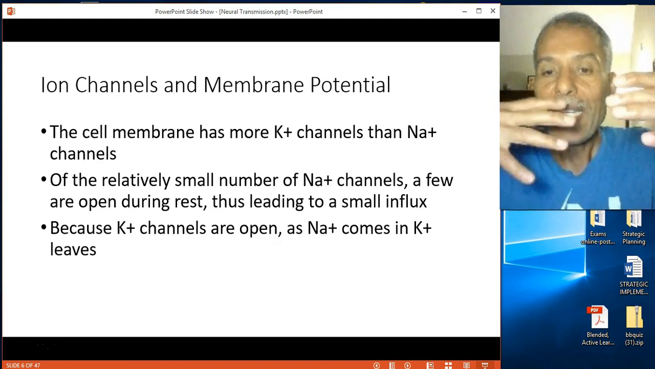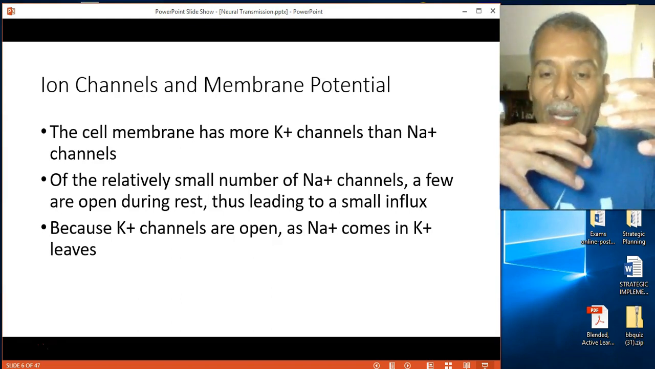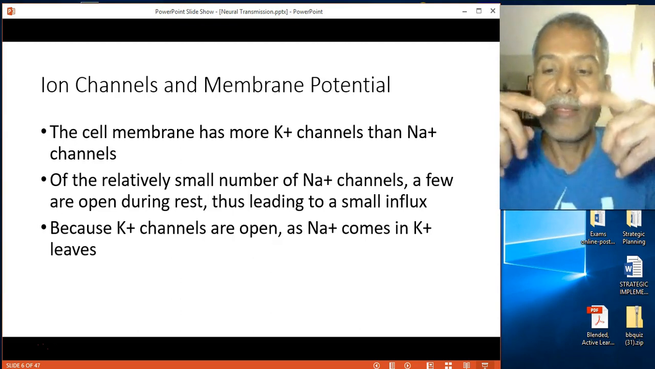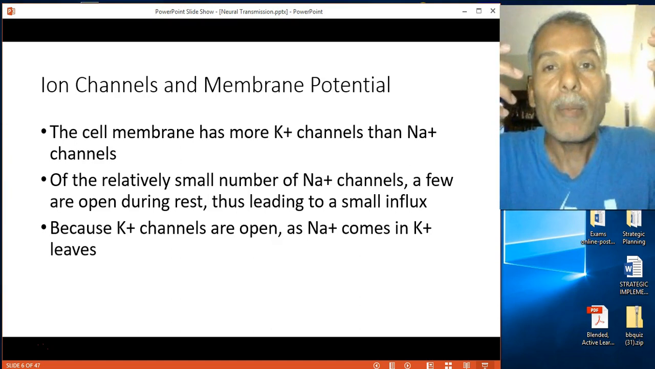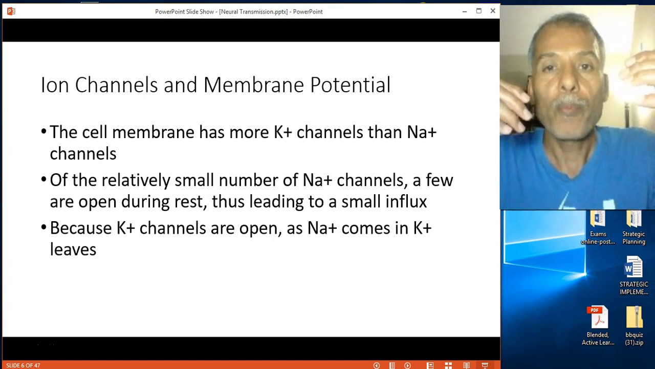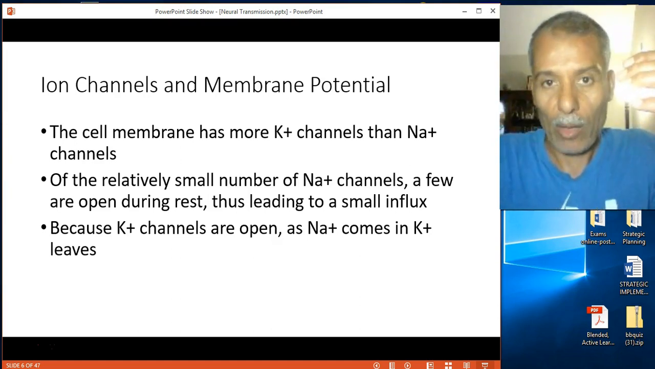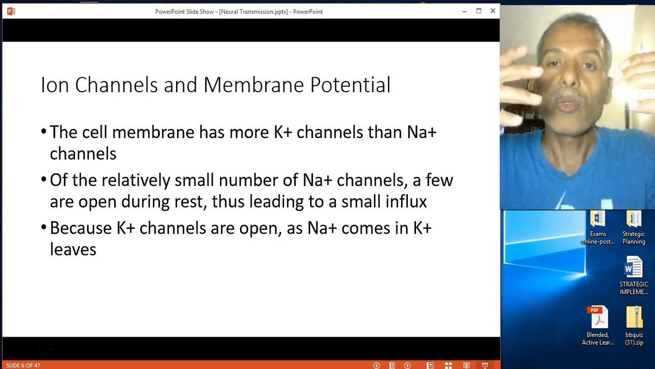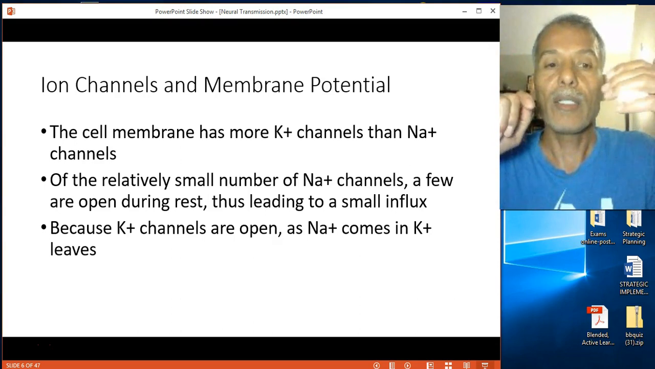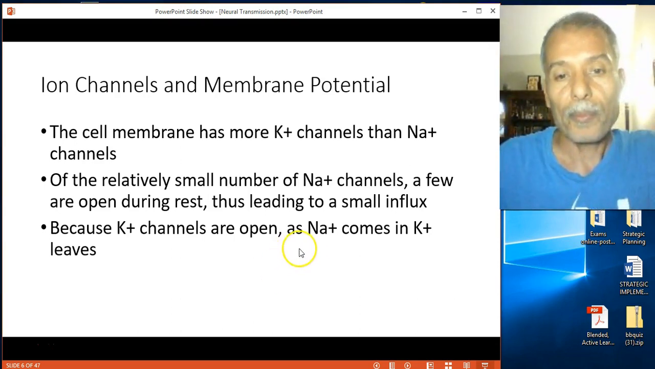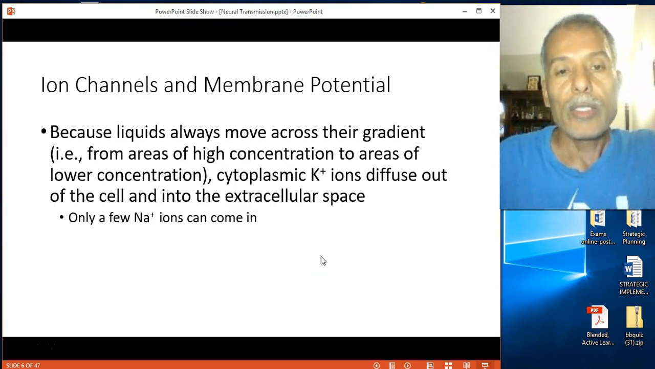Now, potassium is mostly inside of the cell, and the gates are mostly open. So what direction do you think potassium wants to flow? From inside the cell to the outside, or from outside to in? Again, think about it. Think about the gradient, and you should be able to answer the question.